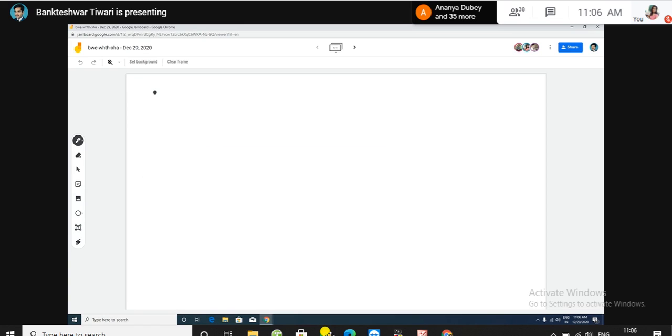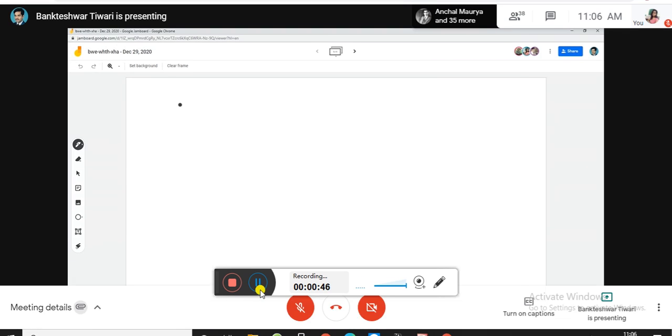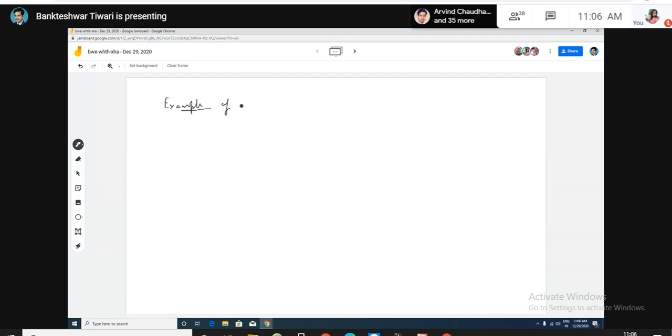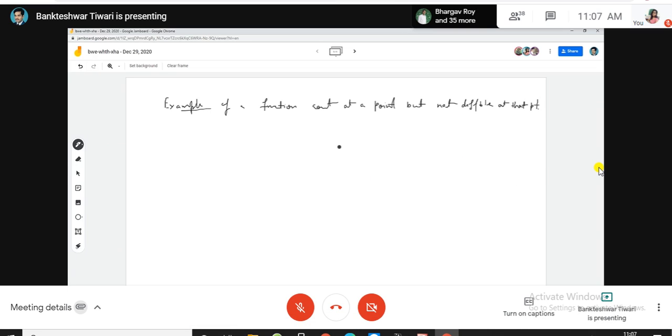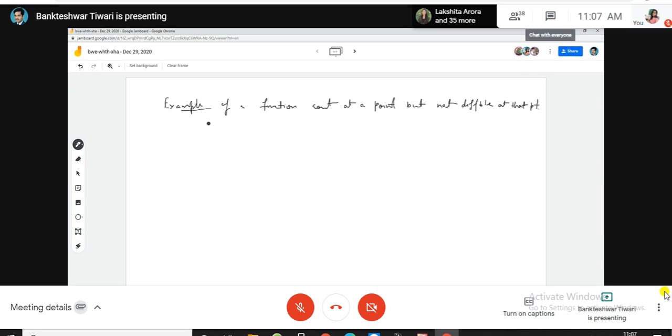So you might have seen an example of a function which is continuous at a point, but not differentiable at that point. So I think this is not very difficult. You must have seen, in fact, several examples. Can anybody just reply quickly? Mod x, sir. Very good.